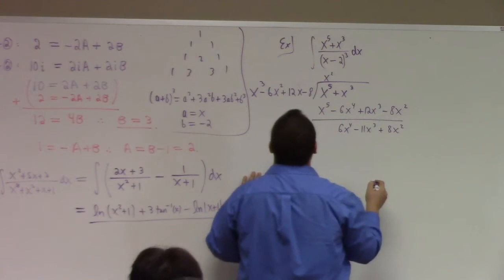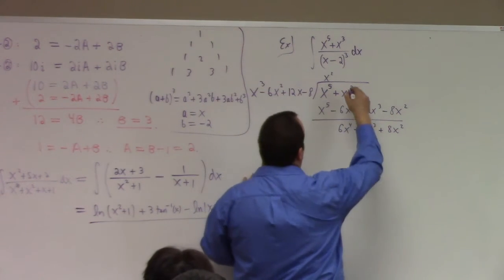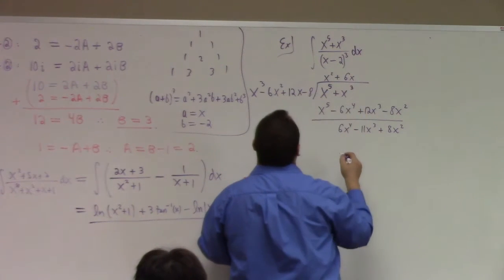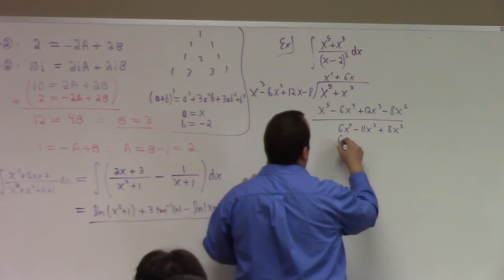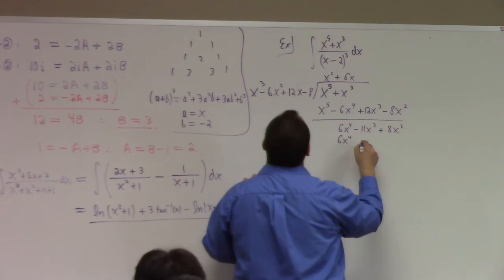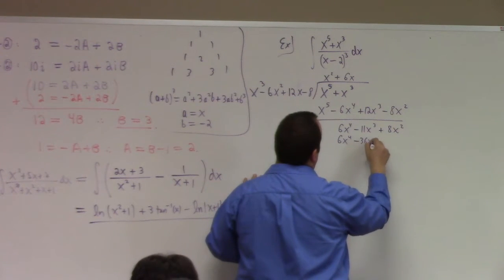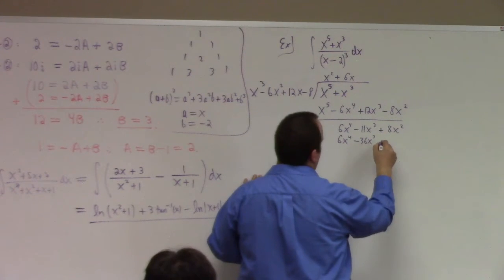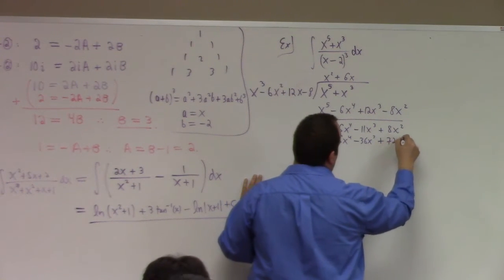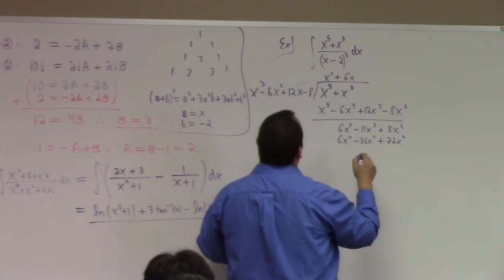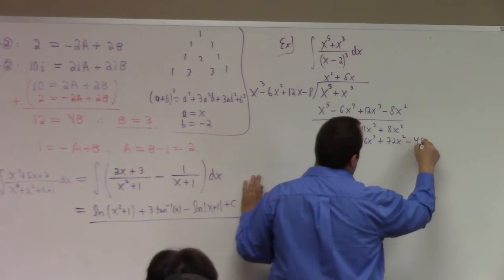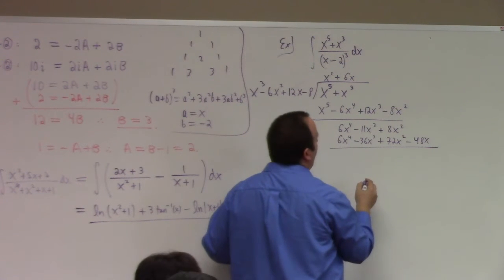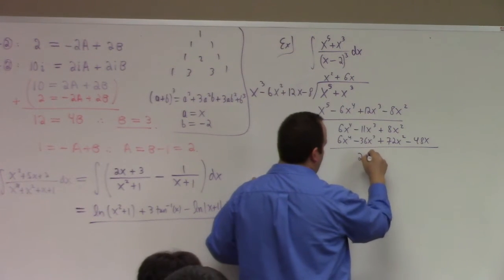I regret my life. Plus what? 6x. Yeah, 6x to the 4th. Oh, minus 36x cubed. Plus 72. I can do it. Thank you. I appreciate your vote of confidence. Minus 48x. That gives us a headache.